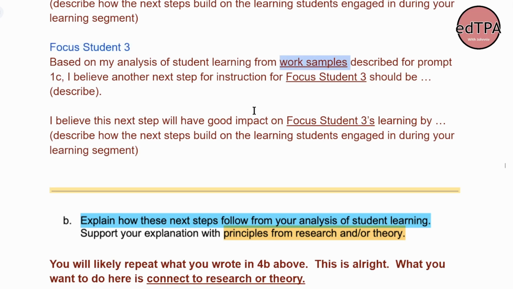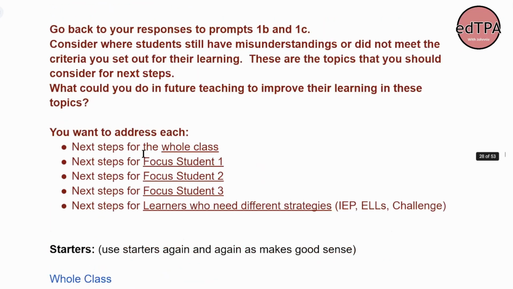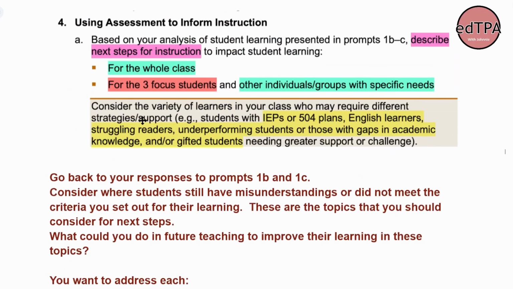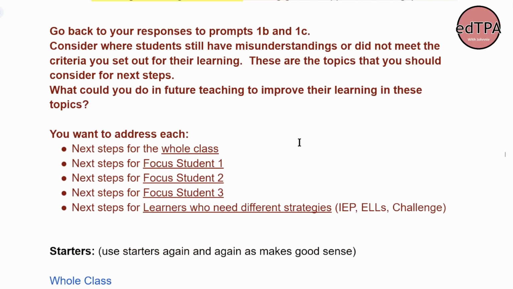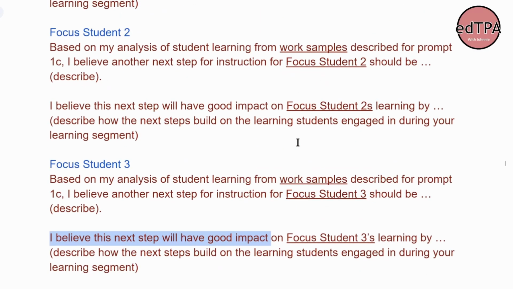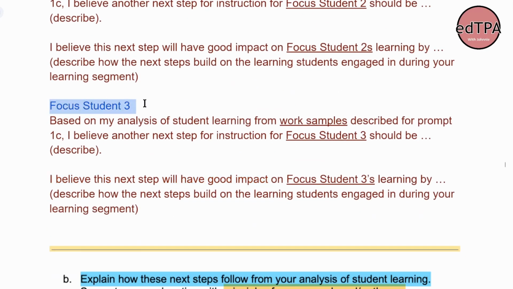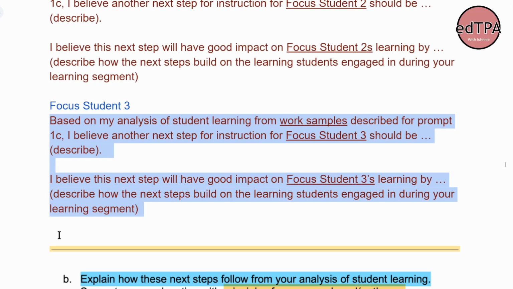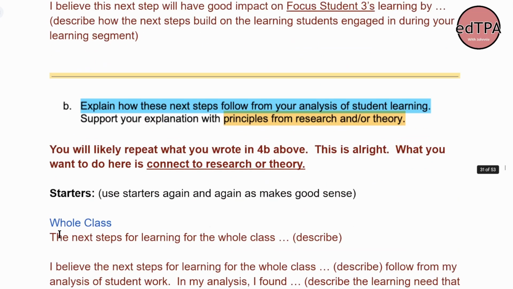What evidence do you have that needs to be a change? Why you think this might be a good thing, what this should happen for them, and the good impact it should have on their learning. So let's go back up to the prompt. Okay. Describe next steps, whole class, 3 focus students, or other individual groups with specific needs. You can use the same frame. Focus student 3, you can say for students with individual needs. For my student with an IEP, you can use this same frame to address how you would make a change for them.